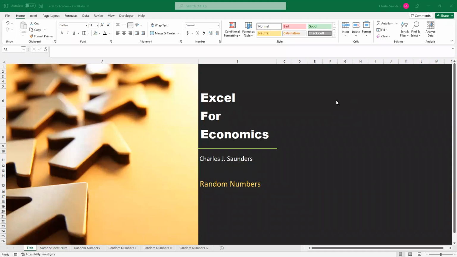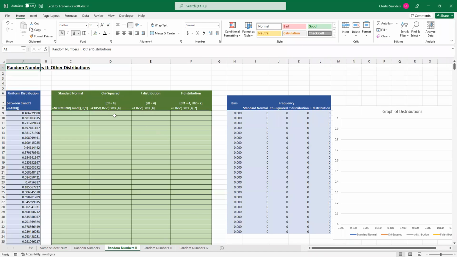Welcome back to Excel for Economics. We're going to be looking at more random numbers. This will be looking at other distributions that are available in Excel. So we might want to look at the normal distribution, chi-square, t, or F.